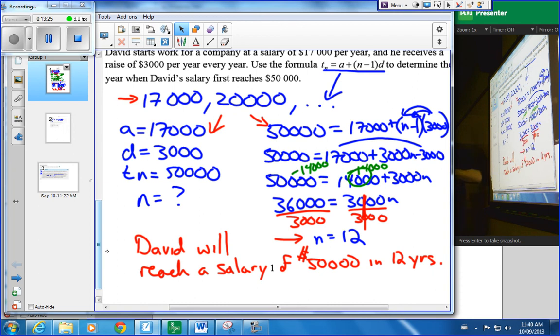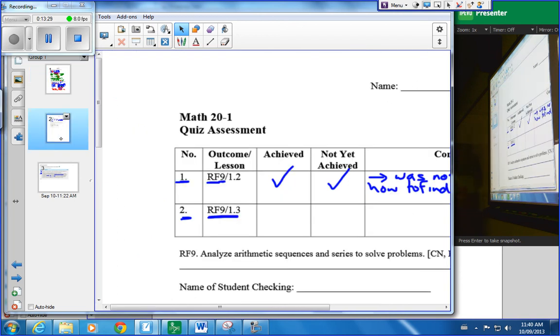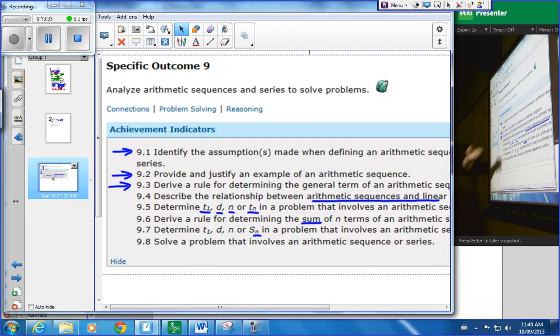All right? So again, look back now. Go back, reference this. Did I get that? Yeah, I got it. Okay. Well, which ones were they actually doing? Well, they're doing the same thing there. Okay. So 9.1, 9.2, 9.3 from your specific outcomes.